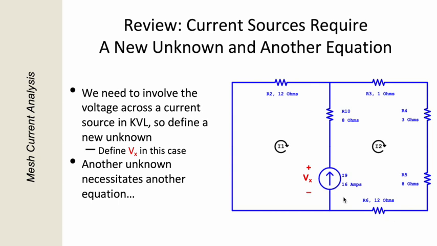You see the current source on a shared branch. Because it's on a shared branch and we're doing KVL around each mesh, that means we have to introduce a new unknown that's called Vx in this case. Because we introduce a new unknown, that also means we have to introduce another equation.